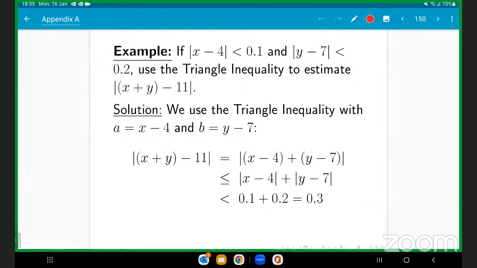And we were given the information that this term here is smaller than 0.1. And at the same time, this term here is smaller than 0.2. So we can estimate that our given absolute value expression is less than 0.3. Are there any questions?